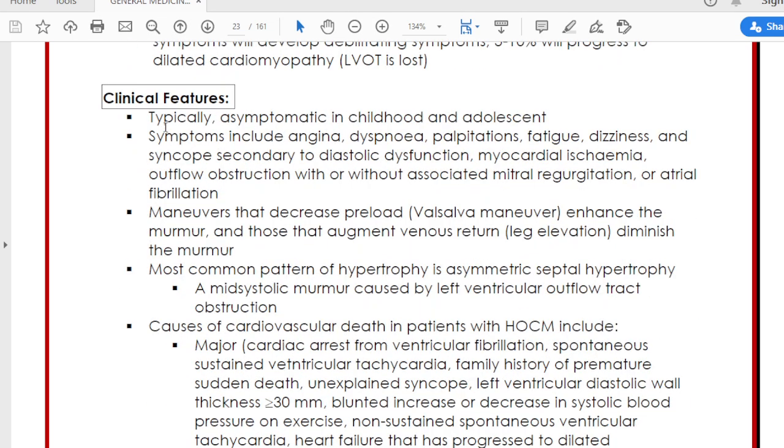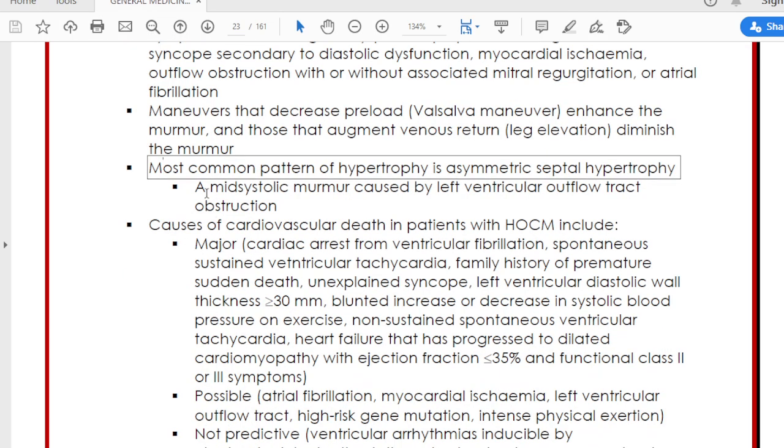Clinical features: typically asymptomatic in childhood and adolescence. Symptoms include angina, dyspnoea, palpitations, fatigue, dizziness, and syncope secondary to diastolic dysfunction, myocardial ischemia, outflow obstruction with or without associated mitral regurgitation, or atrial fibrillation. Maneuvers that decrease preload, such as the Valsalva maneuver, enhance the murmur, and those that augment venous return, such as leg elevation, diminish the murmur. The most common pattern of hypertrophy is asymmetric septal hypertrophy. A midsystolic murmur is caused by left ventricular outflow tract obstruction.